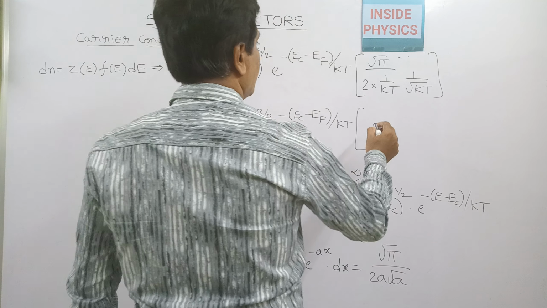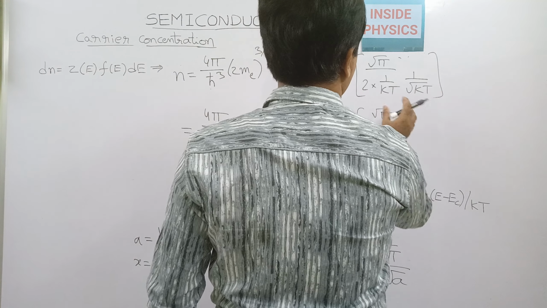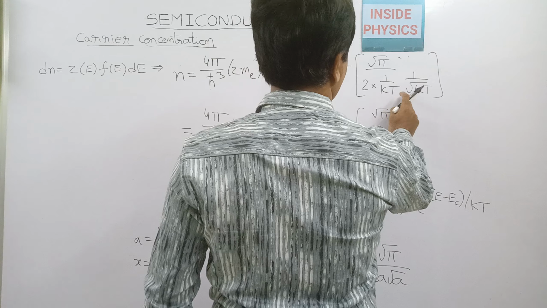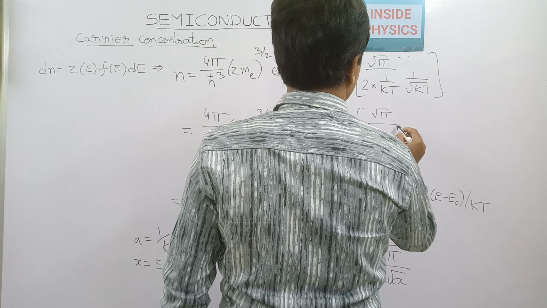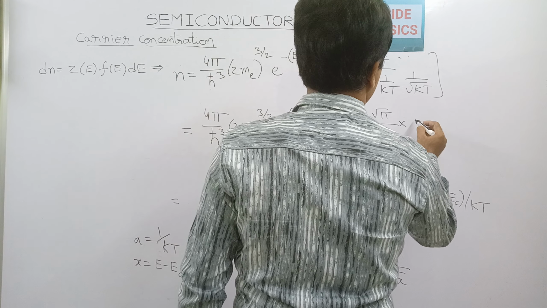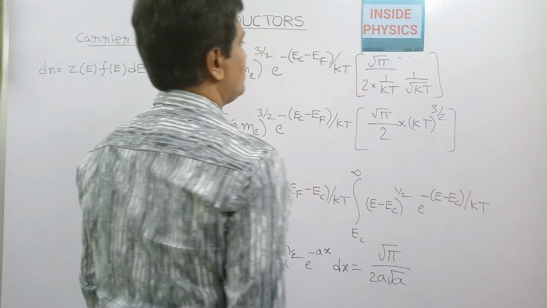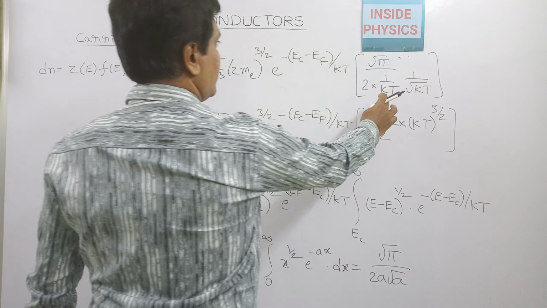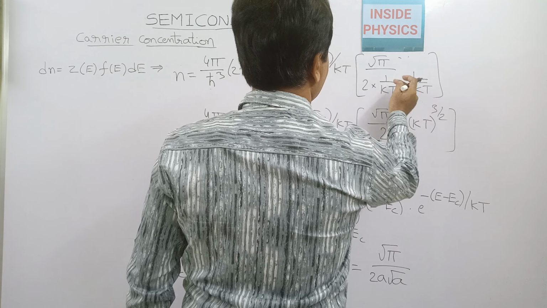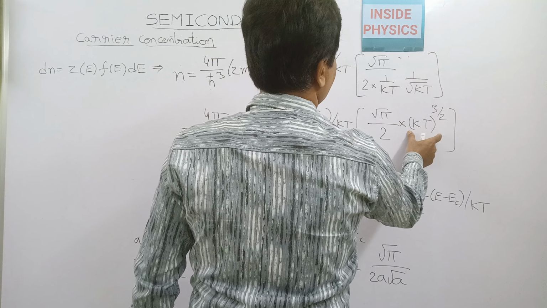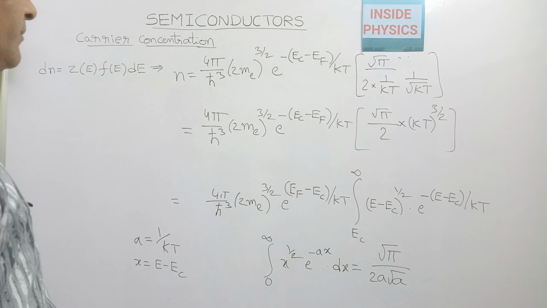So if you observe, this is root pi, and kT into root of kT, you can get this as kT to the power of 3 by 2. Okay, so this term goes to the numerator, and we can write it as kT to the power of 3 by 2. kT to the power of 1 and kT to the power of 1 by 2, in total we have kT to the power of 3 by 2. This is in the denominator and it has gone to the numerator and has taken this form, kT to the power of 3 by 2.